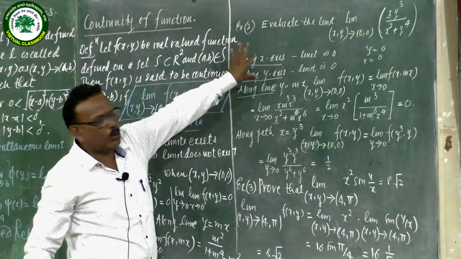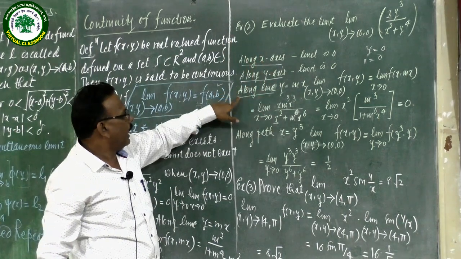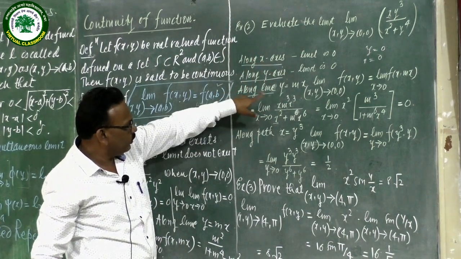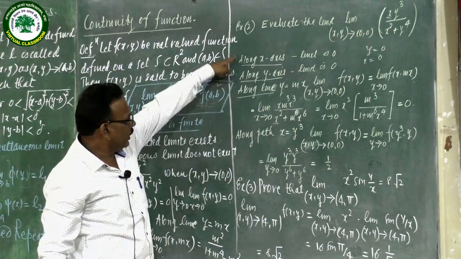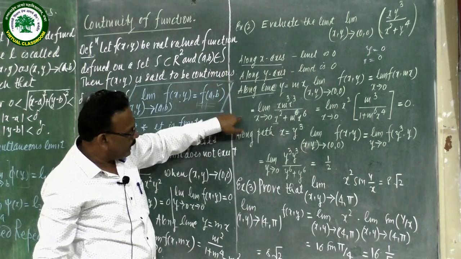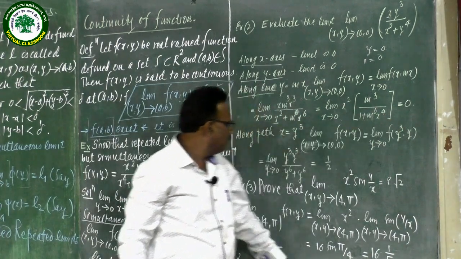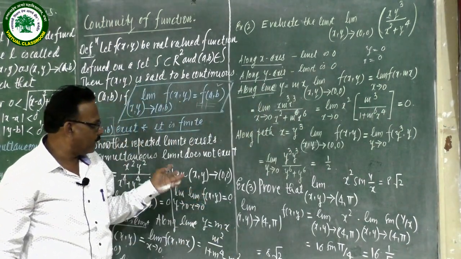Along these two paths, the value of the limit is 0. Along the changed path y is equal to mx, the value of the limit is again 0. In three cases, the value of the limit is equal to 0, but again we can change the path.